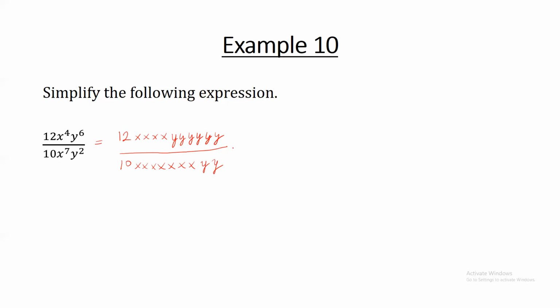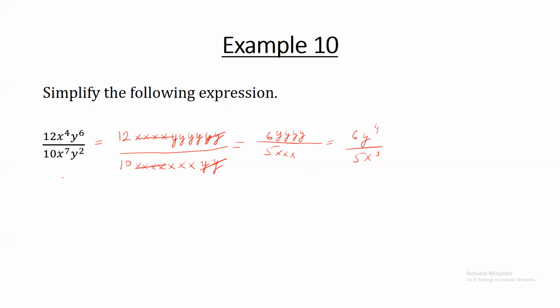And what you basically have as your answer, well, of course, 10 and 12 can both be divided by 2 to reduce to 6 over 5, but notice you can simplify 4 of the x's, leaving you with 3 x's on the bottom. And you can simplify 2 of the y's, leaving you with 4 y's up top. And so your answer is 6y to the 4th over 5x cubed. That's the really, really long way of thinking about it. You certainly shouldn't do that every time.